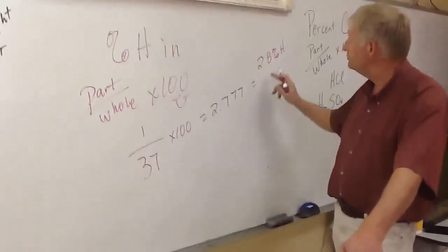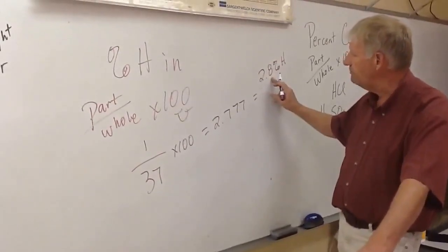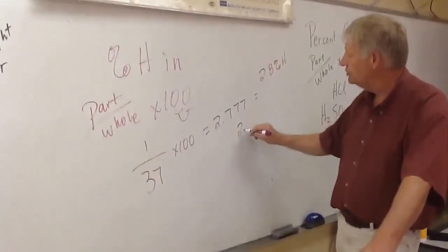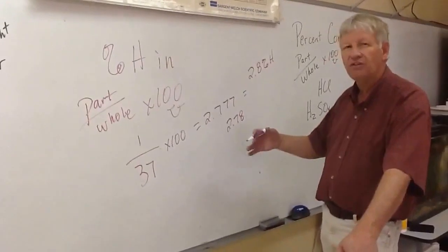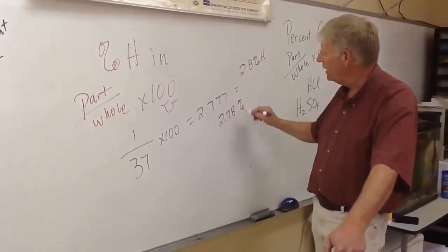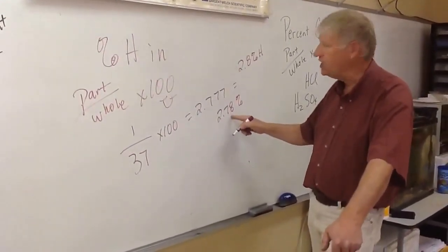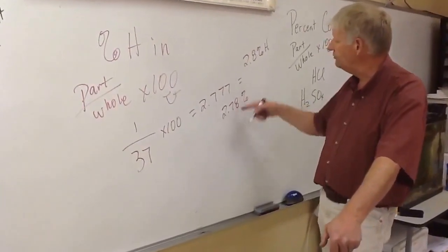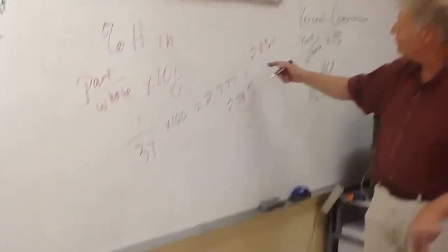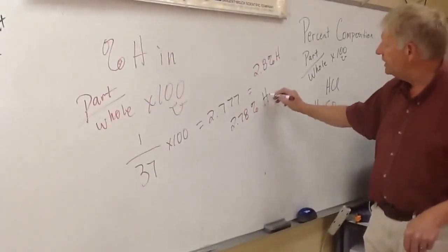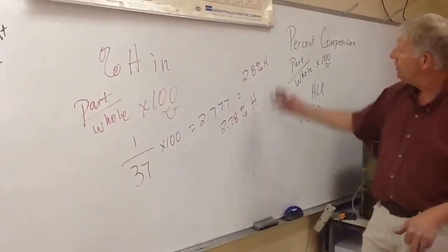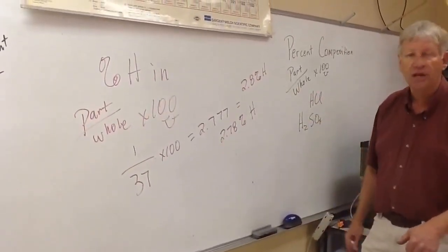So for decimal places, we want at least 1 decimal place. We could even do 2.78. We'll talk a little bit later about significant figures for decimals. If in doubt, decimals or percentages are usually 1 or 2 decimal places. So if you want to do 2, that's great, or if you want to do 1. So once again, the percent hydrogen is 2.8% or 2.78% hydrogen.